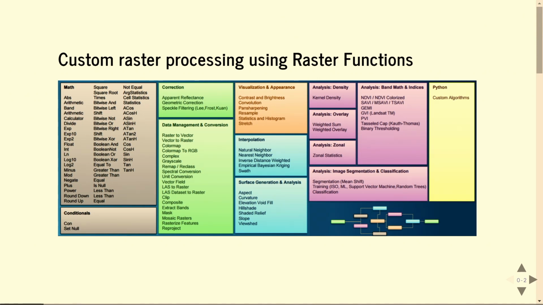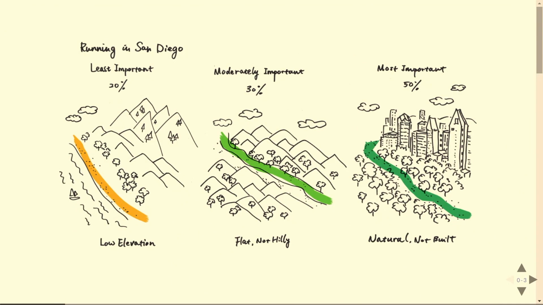So for instance, if you want to do a suitability analysis using the raster module, how would you do that? For example, let's consider building a suitability model to find good places to go running in San Diego. Some conditions are it should be farther away from human impact. So it should be a natural landscape, not a built-up area. It should not be very steep. It should not be very hilly. And you have different percentages indicating how important these different criteria are. This is a very standard suitability model that you would build.